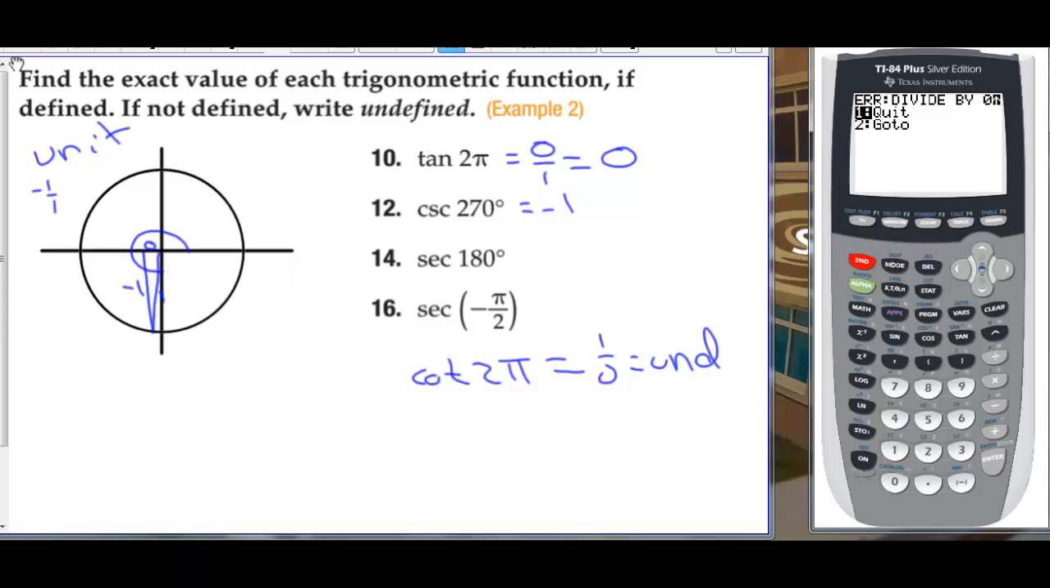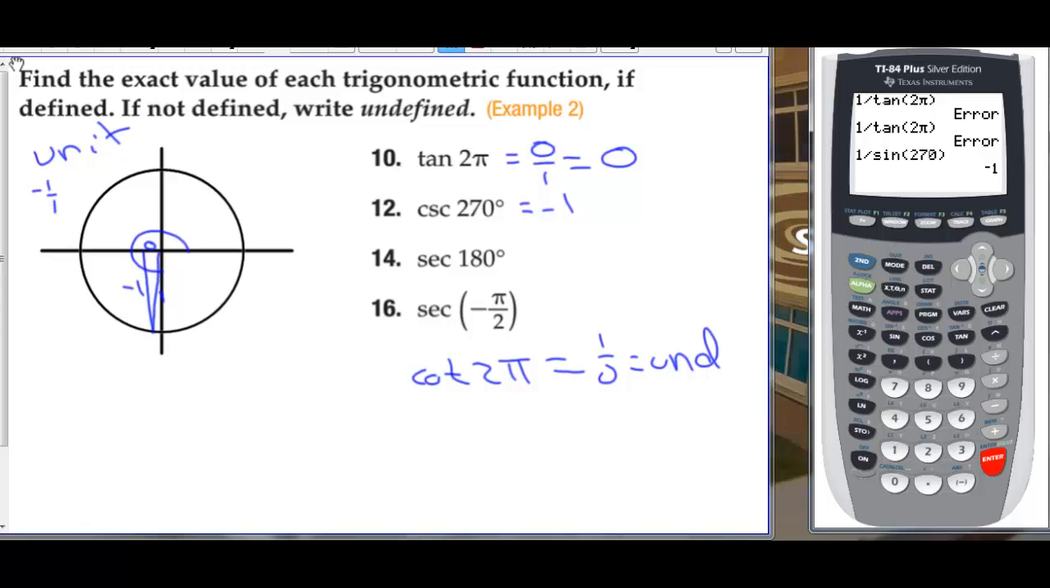Mode, get out of that. Okay, quit. Clear. Mode. Degrees. We're not going to do this for every single one of them, but 1 divided by sine of 270. I'm saying it's negative 1. Negative 1. There you go.